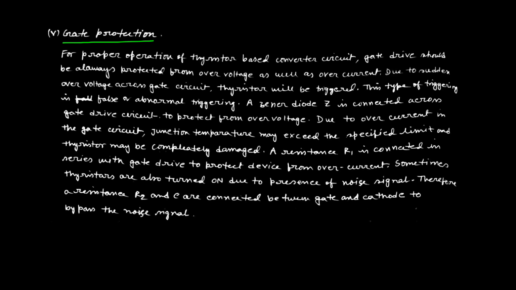Due to overcurrent in the gate circuit, the junction temperature may exceed the specified limit and the thyristor may be completely damaged. That is why a resistance R1 should be connected in series with the gate driver circuit to protect the device from overcurrent. Additionally, sometimes thyristors are also turned on due to the presence of a noise signal. Therefore, a resistance R2 and C are connected between gate and cathode to bypass the noise signal.